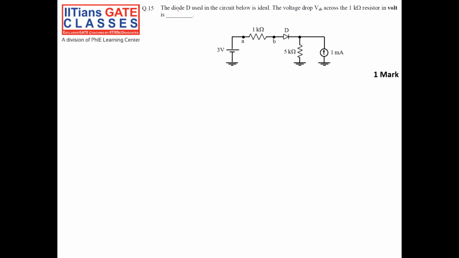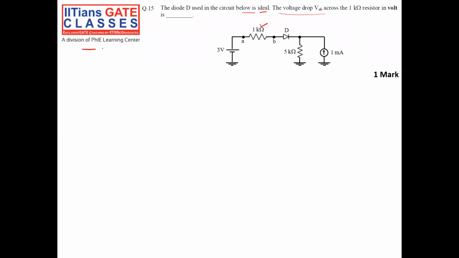The first question is: the diode used in the circuit below is an ideal diode. The voltage drop VAB across the 1 kilo ohm resistor is what? First of all, let us understand very quickly what an ideal diode is.